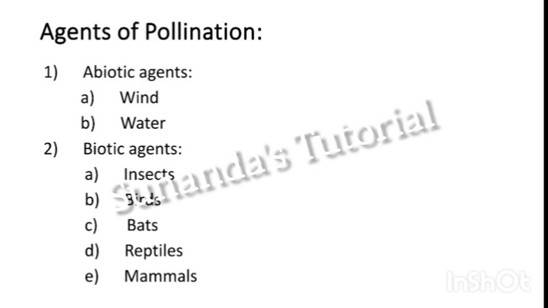Next, there are some agents which help in cross pollination. At first, there are abiotic agents like air and water. Pollination through air is called anemophily, through water hydrophily, and through biotic agents like insects entomophily. Next, through birds is called ornithophily, through bats chiropterophily, and reptiles and mammals can also perform pollination.